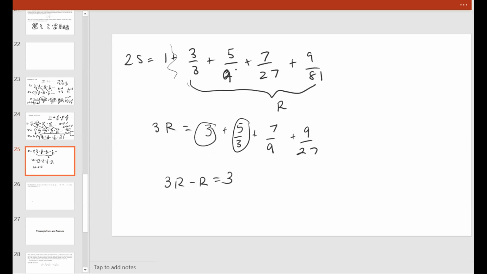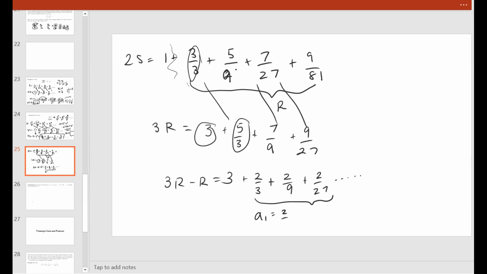And then we have 5 thirds minus 3 thirds, which is 2 thirds. And then 7 ninths minus 5 ninths is 2 ninths. And then 2 twenty-sevenths, and so on. And this is a geometric sequence with first term 2 thirds and common ratio 1 third. So this sum is just going to be 2/3 over 1 minus 1/3. And this is just 1. So you have 3r minus r is 4. So 2r is equal to 4. So r is equal to 2.